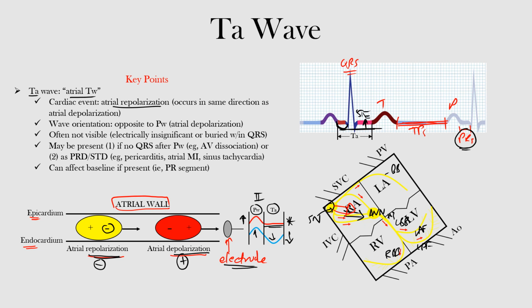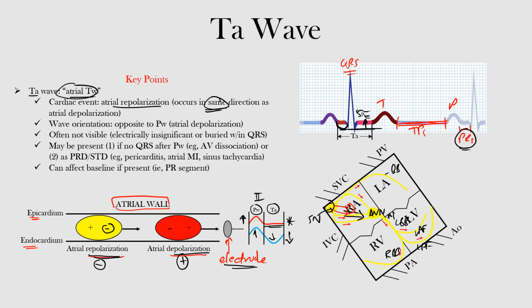And something more advanced, but just something to be aware of, is where the TA wave occurs and what it represents. So let's briefly review what we discussed. The TA wave is the atrial T wave, meaning that it represents atrial repolarization. Remember, the T wave represents ventricular repolarization. So think of this as the atrial T wave. What's interesting here is that atrial repolarization occurs in the same direction as atrial depolarization, and the wave orientation will be in the opposite direction to atrial depolarization, right?